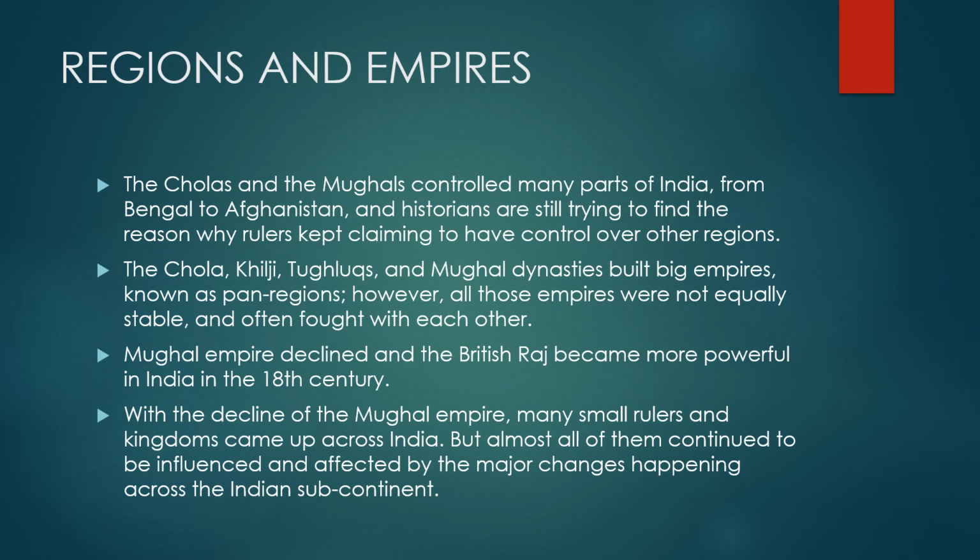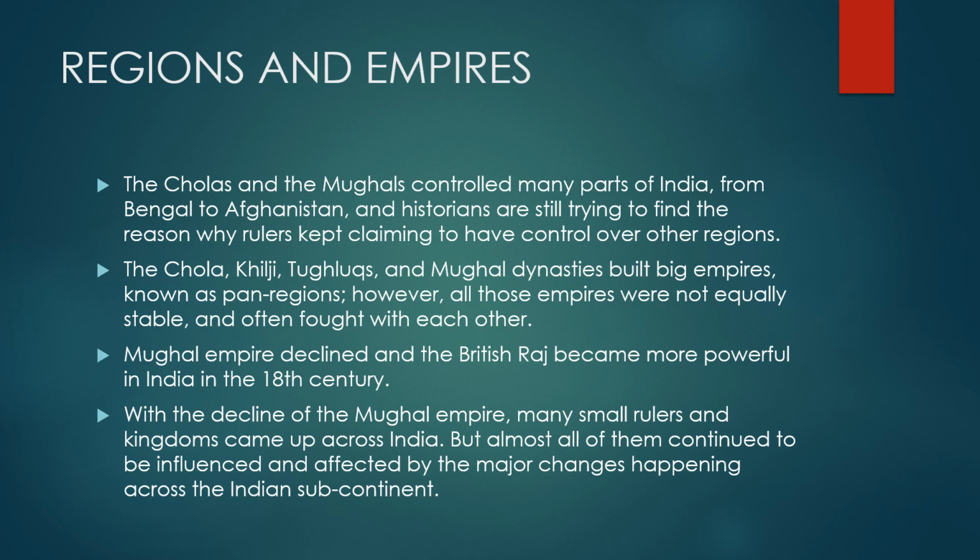Regions and empires. The Cholas and the Mughals controlled many parts of India from Bengal to Afghanistan, and historians are still trying to find the reason, while rulers kept claiming to have control over other regions. The Chola, Khilji, Tughlaq and Mughal dynasties built big empires known as pan-regions. However, all those empires were not equally stable and often fought with each other.